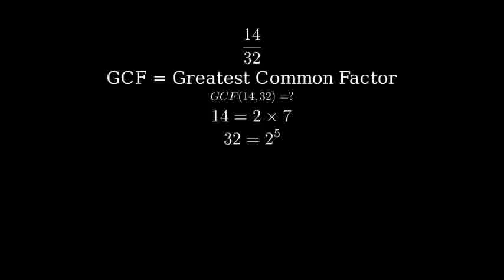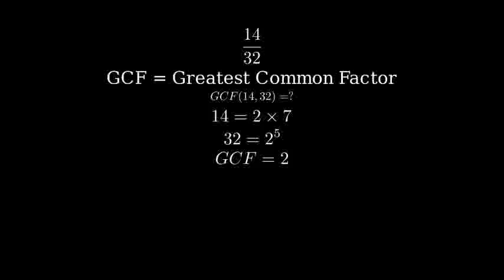The GCF is the product of the smallest power of each common factor. In this case, the only common factor is 2, and the smallest power of 2 common to both is 2 itself. Therefore, the greatest common factor of 14 and 32 is 2.